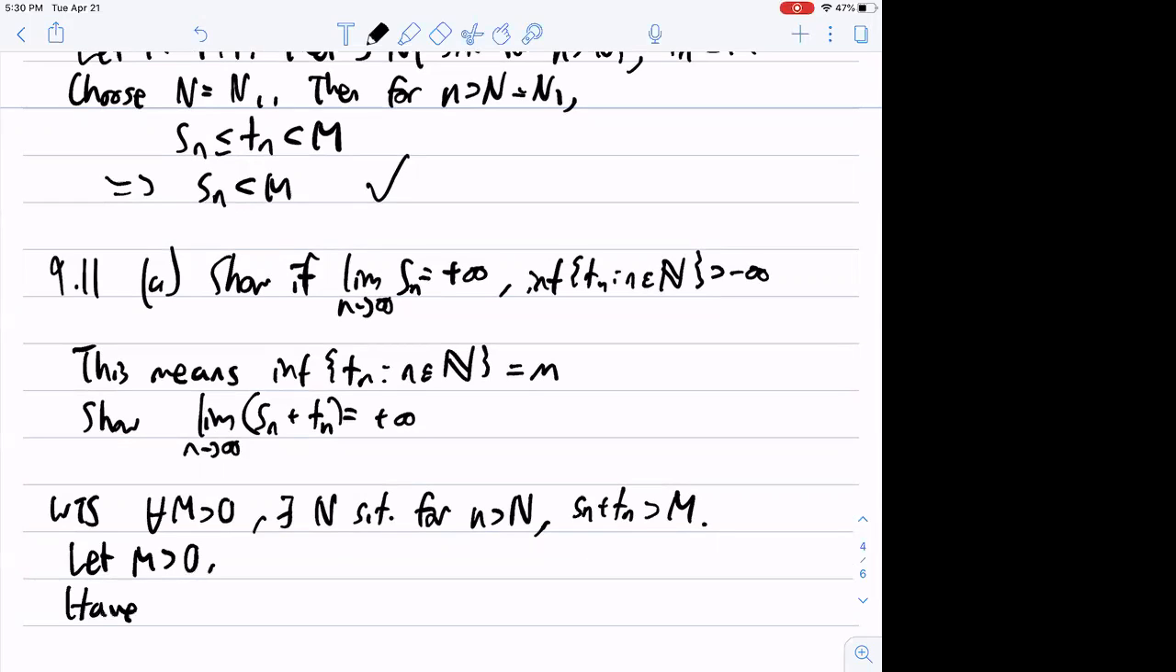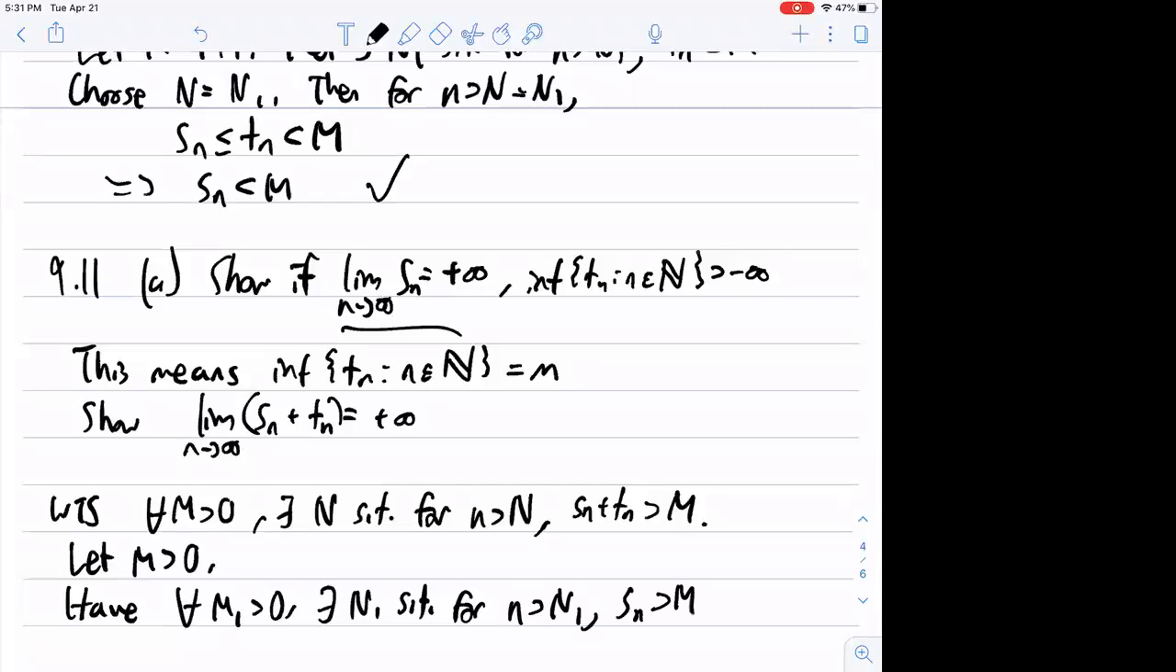And we have this, at least this part: for all m1 bigger than 0, there exists n1 such that for n bigger than n1, Sn is bigger than m1. All right, so what should I choose my m1 to be? This holds for all m1, so now I can make a choice for what m1 is. Any ideas on what m1 should be? I can tell you it's not just m.